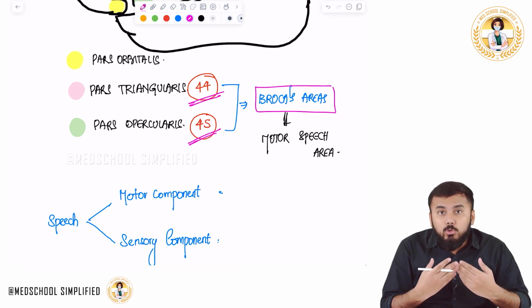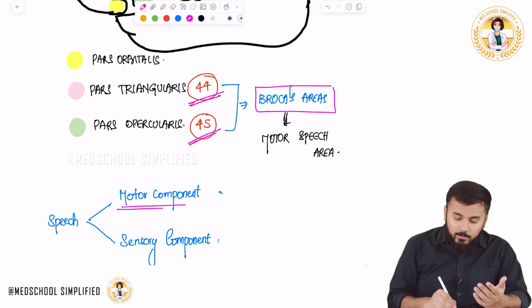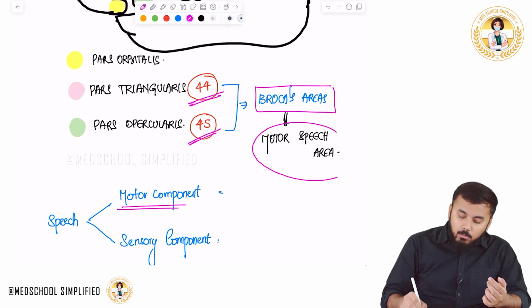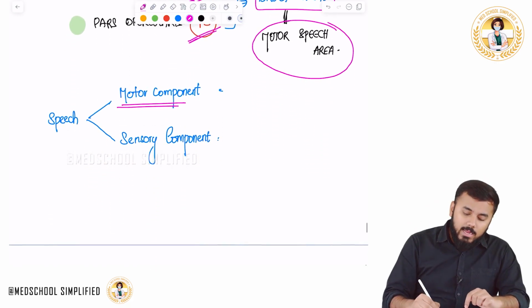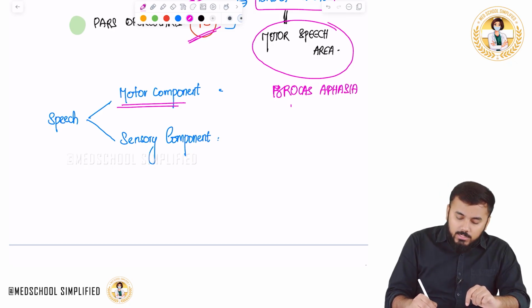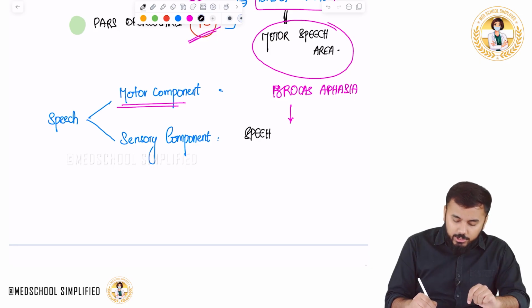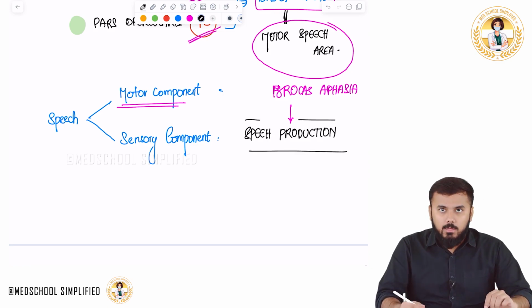It means he is unable to talk. Talking is done by the muscles, in the sense the motor, right? That's why we have written here that it is a motor speech area. So the patient will not be able to talk, and that is the reason I call it Broca's aphasia. In Broca's aphasia, the patient will have a problem in speech production. He won't be able to speak, right?